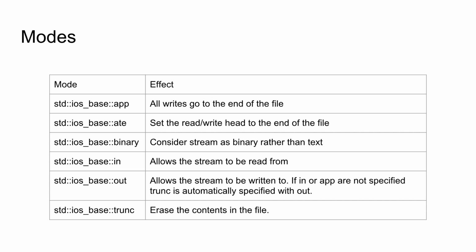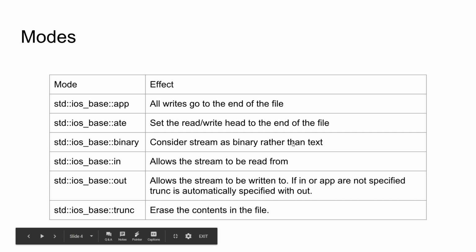Binary is to consider the stream as being binary rather than text. In means you want to read from it. Out means that you're planning on writing to it. If you only specify out, trunc will automatically be added in as well. So if you don't do in or app along with out, trunc is automatically specified, and trunc will erase the contents of that file.